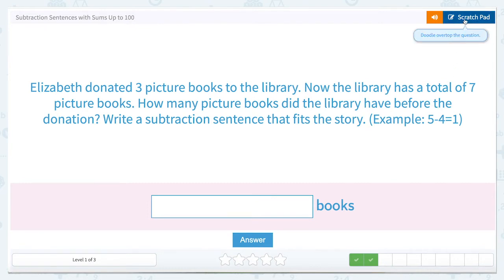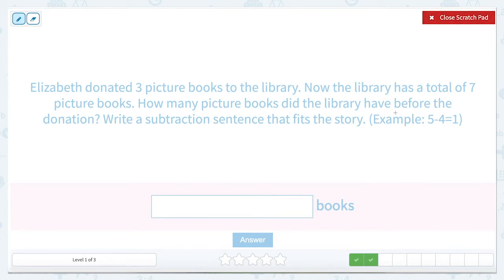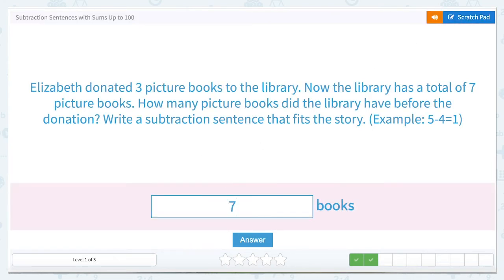So since we've done this library picture book scenario a couple of times, let's go straight past the tape diagram and move on. So first let's look for our total. Well, Elizabeth donated 3, and then the library has a total of 7. So we know that our subtraction sentence is going to start with the total of 7. And then we look, and Elizabeth donated 3 picture books. So 7 minus 3 is going to give us the number of picture books the library has before the donation. And if I subtract 7, take away 3, that will give me 4. So I'm going to close the scratch pad, type in 7 minus 3 equals 4.